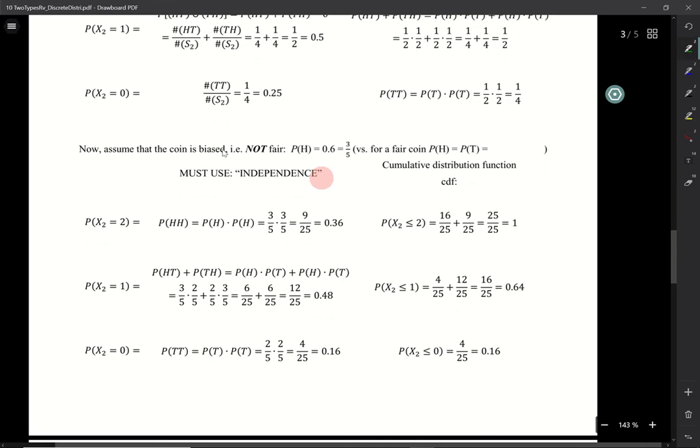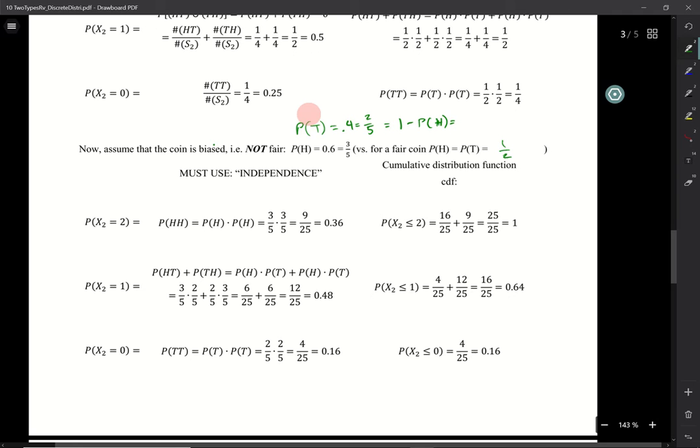Notice that you could have a coin that's biased, with a 0.6 likelihood of being heads. If it's 0.6, what's the probability of tails? For a fair coin, it would be a half. If the probability of heads is 0.6, what's the probability of tails? It's 0.4, which is the same as 2/5, which is 1 minus the probability of heads.